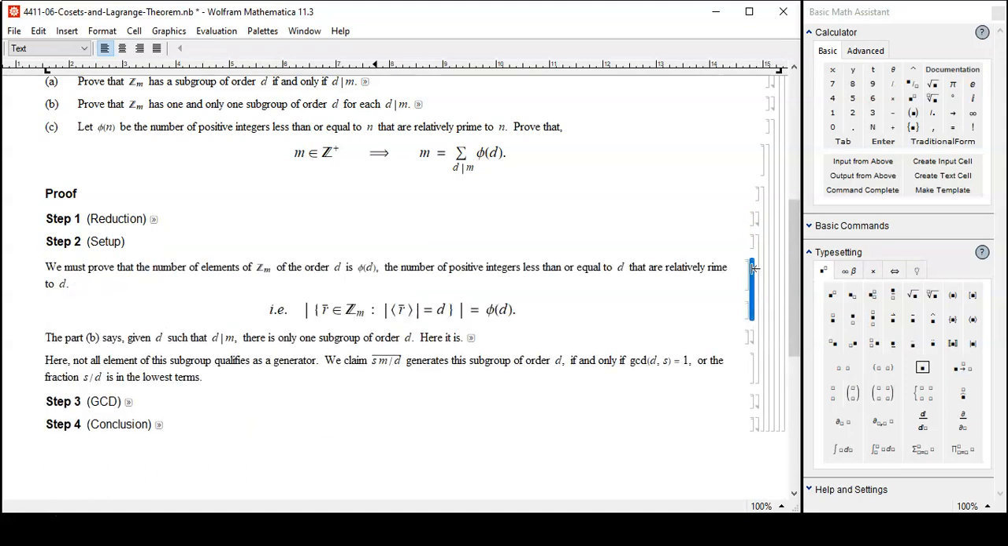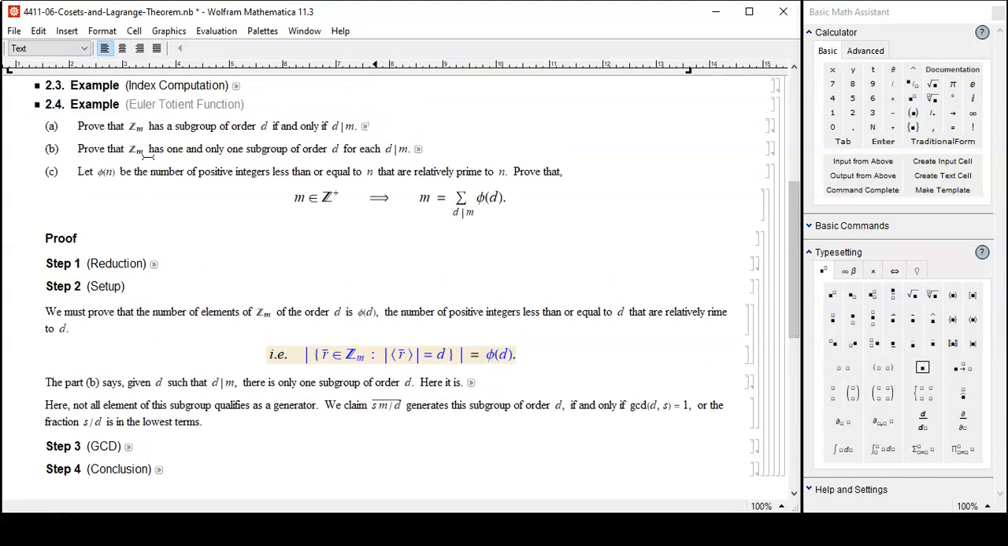So we must prove that the number of elements of Zm of order d is phi of d, the number of positive integers less than or equal to d that are relatively prime to d. Okay, we used to highlight this one in blue, and then that in blue. Now let's go back to part B of the problem. Zm has one and only one subgroup of order d. We are dealing with subgroups of order d, so let's consider that.